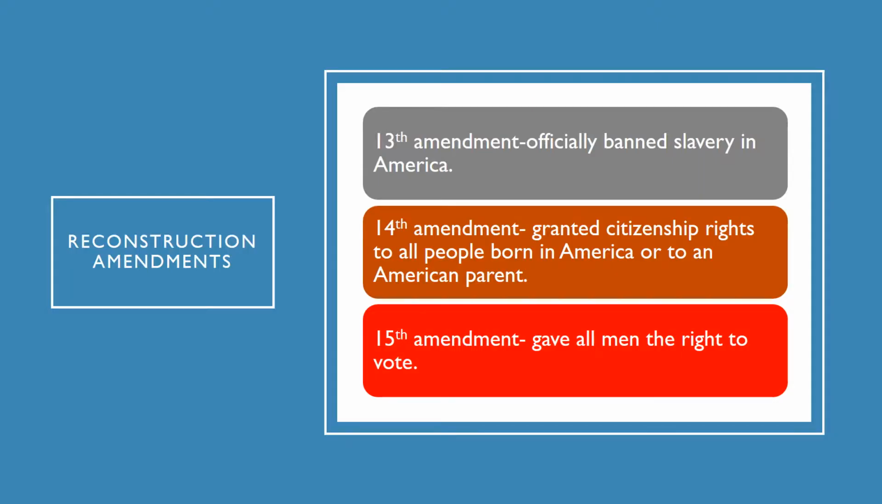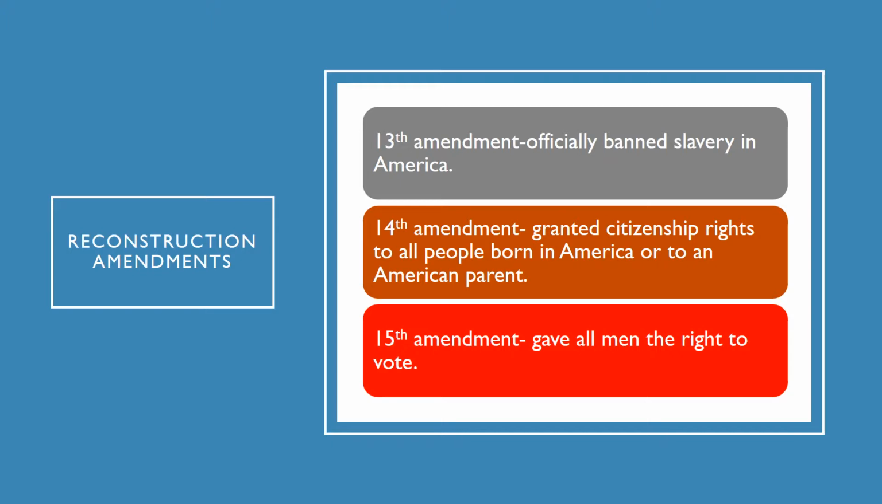All right, so let's talk about those Reconstruction amendments. We've got three amendments that the South is going to be forced to pass in order to come back into the United States. The first is, of course, the 13th Amendment, which officially bans slavery in America. Slavery is no longer allowed in America under the 13th Amendment. The 14th Amendment is going to grant citizenship rights to those African Americans who are now free, and in reality is to any person born in America or to an American parent.